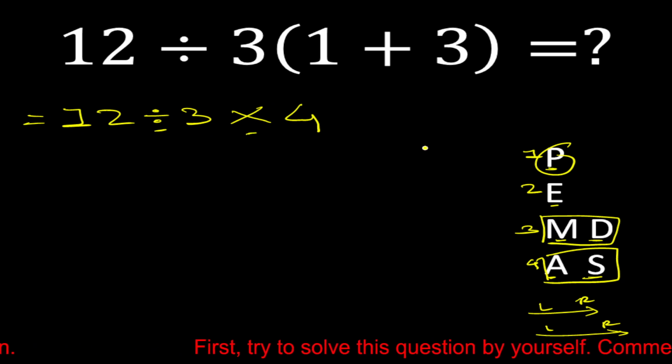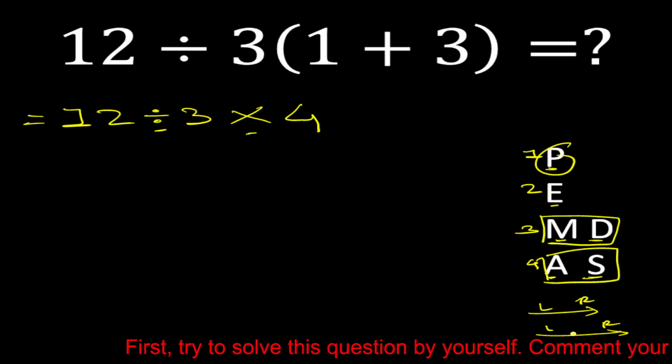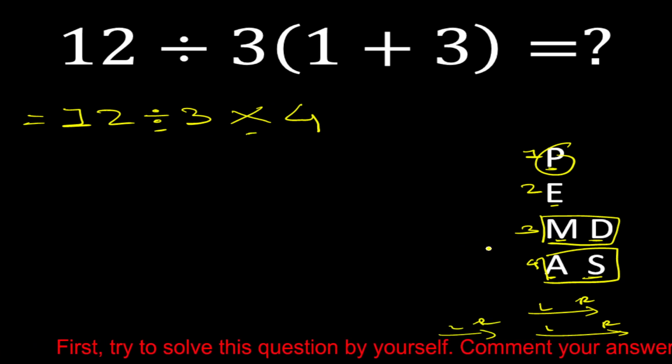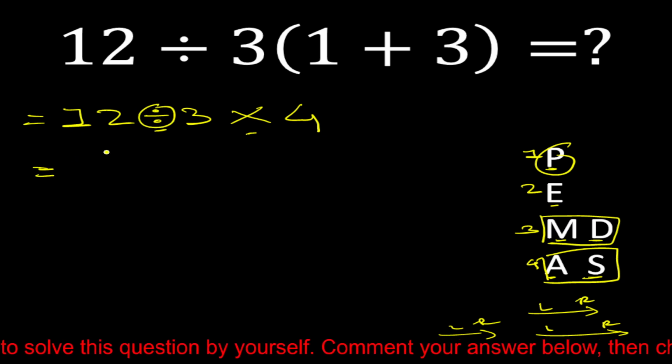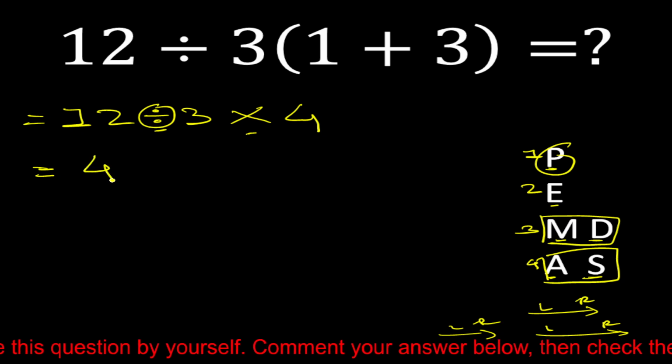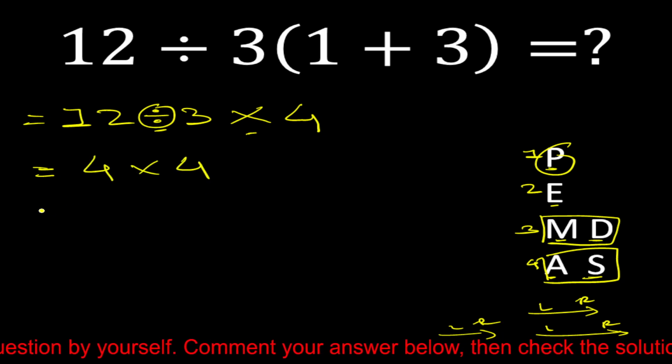Now division and multiplication both have equal priority, so we have to solve from left to right. Okay. So first we have to solve division. 12 divided by 3 is equal to 4. Multiply 4.